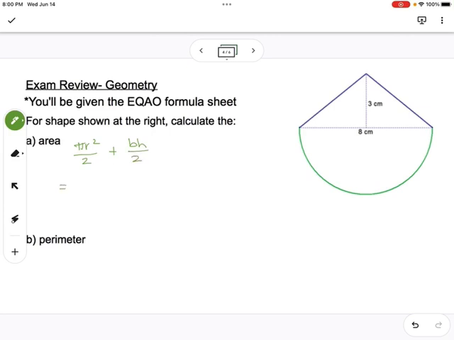Okay, so the measurements we have here, pi is 3.14. Radius is halfway across a circle. So if we have the diameter of 8, halfway across will be 4. So 3.14 times 4 squared divided by 2. And the measurements for the triangle, we have a base of 8. The height of the triangle is 3, and that gets divided by 2.